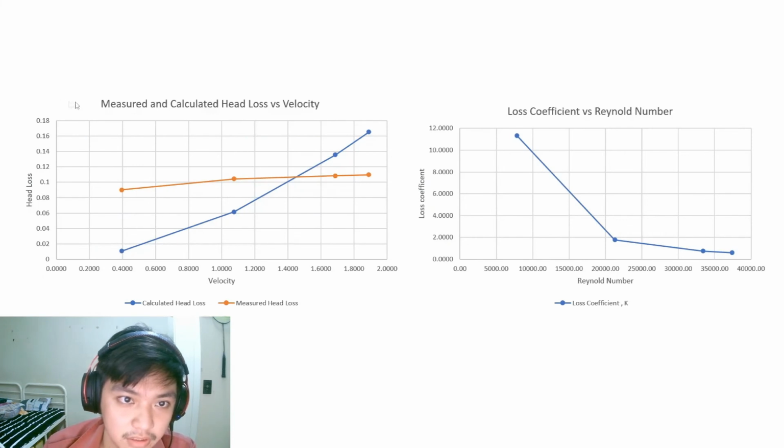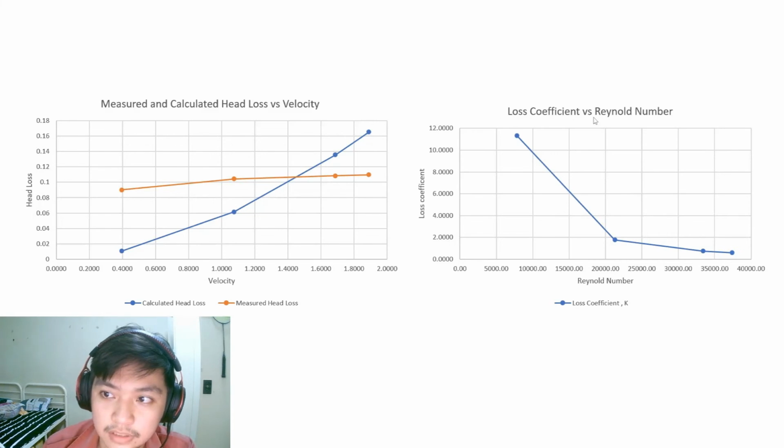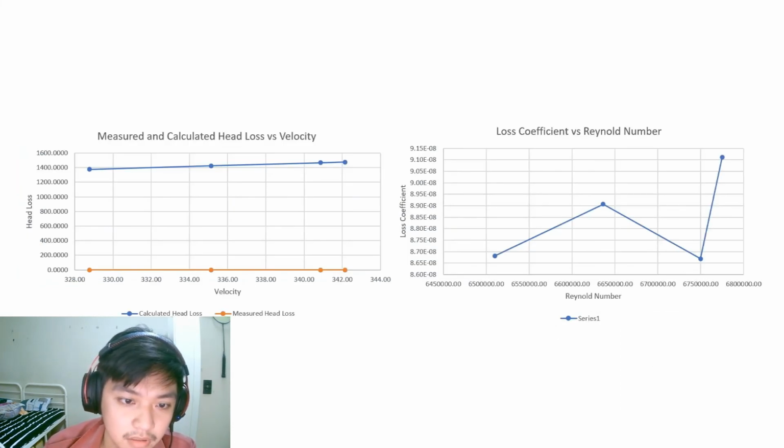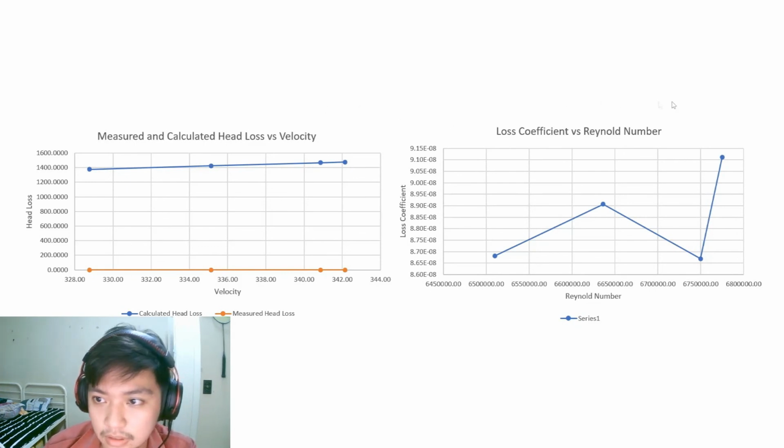This is the graph for the measured and calculated head loss versus velocity and loss coefficient versus Reynolds number for bend pipe 90 degree. And lastly, bend pipe 45 degree. And this is our result. We calculate the flow speed, pipe friction coefficient, Reynolds number, calculated head loss, calculated loss coefficient, and equivalent length. And this is the graph from our result.